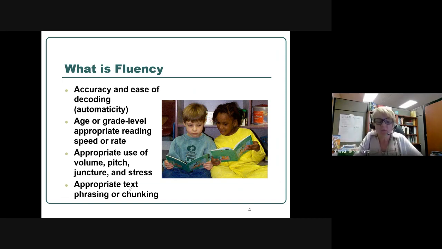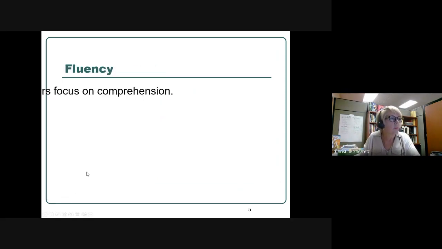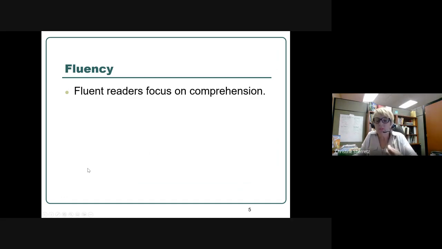The other aspect of fluency is volume, pitch, juncture, stress. That has to do with what we call prosody. It is expression, phrasing, chunking. If a student comes to a question mark, do they know that they're supposed to slightly raise their voice a little bit? When they come to an exclamation mark, do they know that that means that they need to read with excitement? So fluency deals with prosody also. So when we look at fluency, we want students to become fluent because fluent readers focus on comprehension.